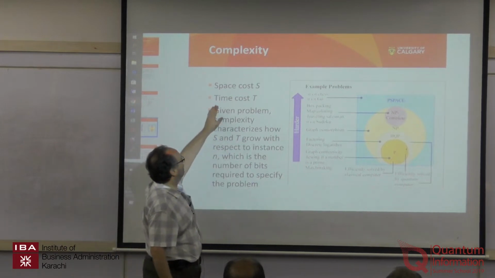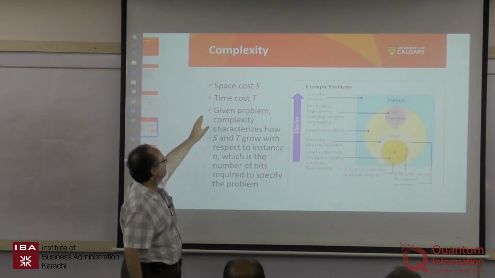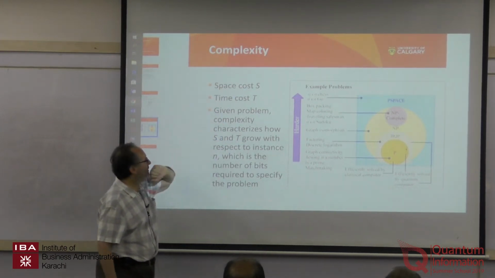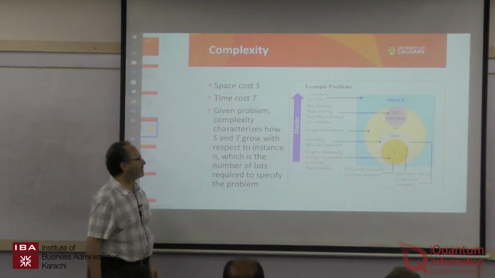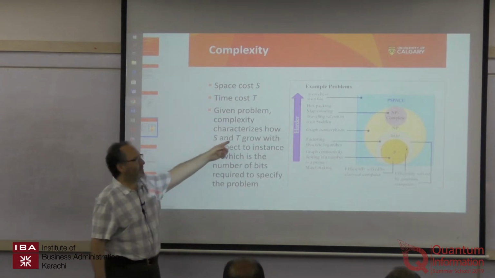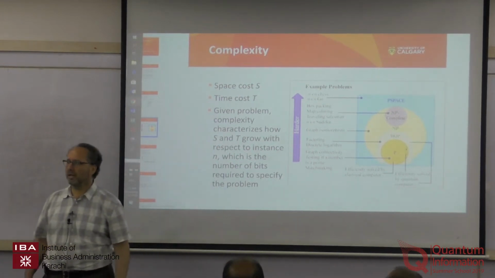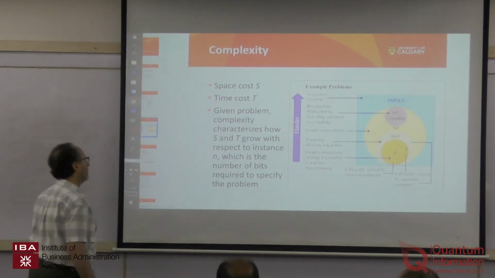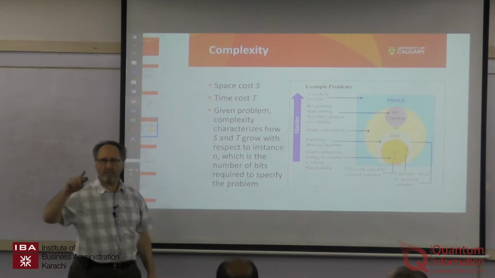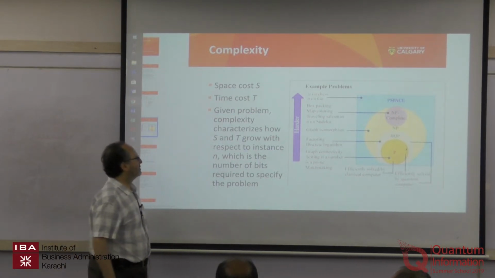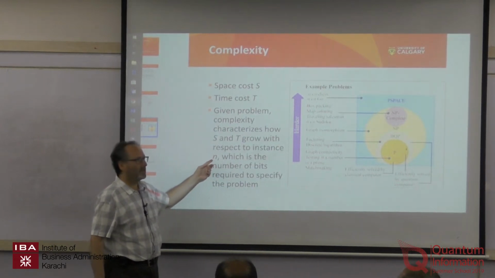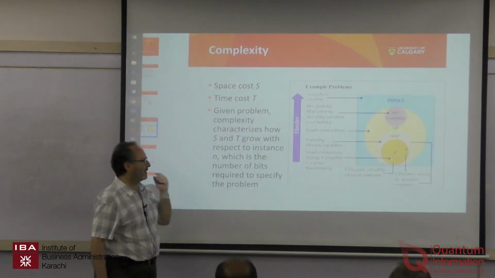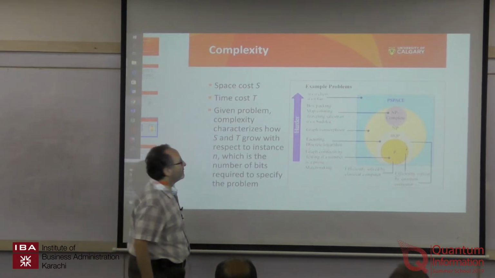So we have our space cost and time cost, and I'll go quickly through it, but I'll just remind you. The problem complexity deals with how space and time costs grow. Time cost, I like to think about classically in terms of the number of NAND gates and the longest path through the shortest circuit to solve the problem. It's always looking at how it grows with respect to the number of bits required to specify the problem.